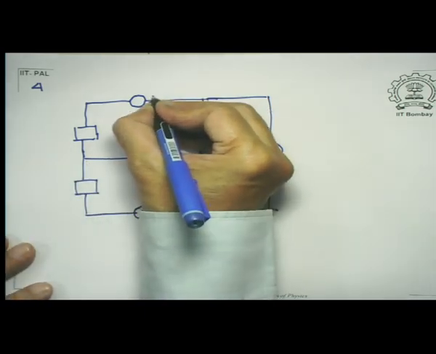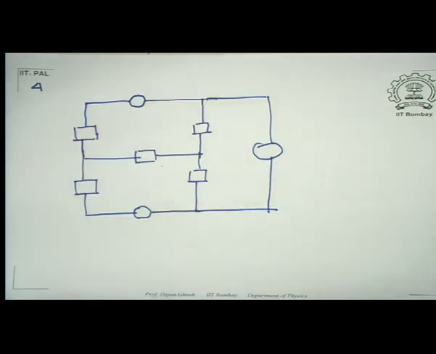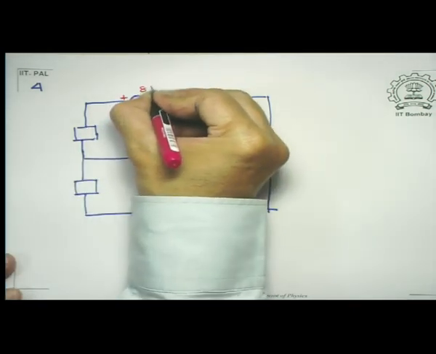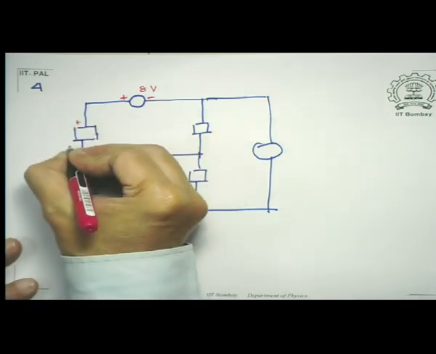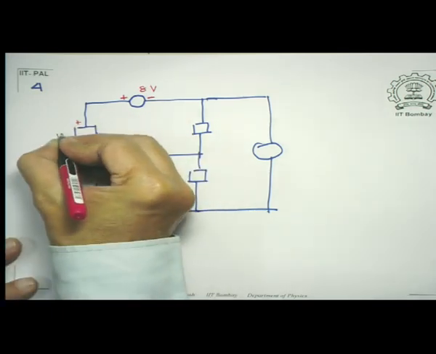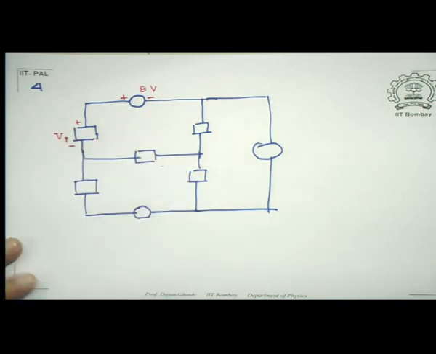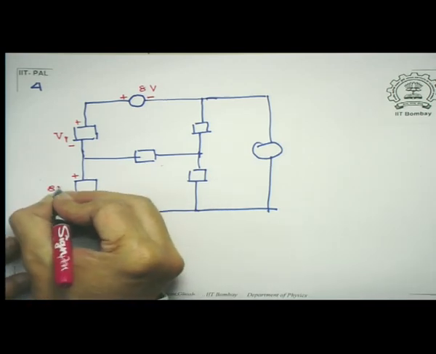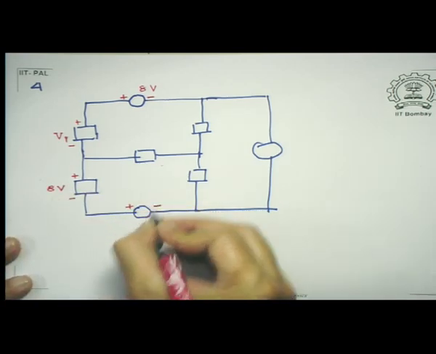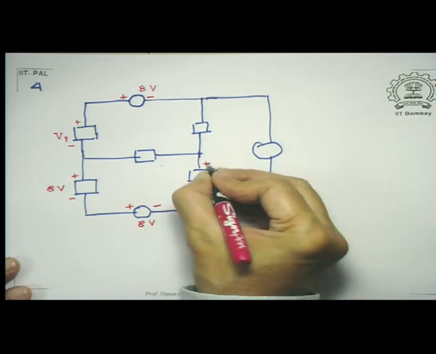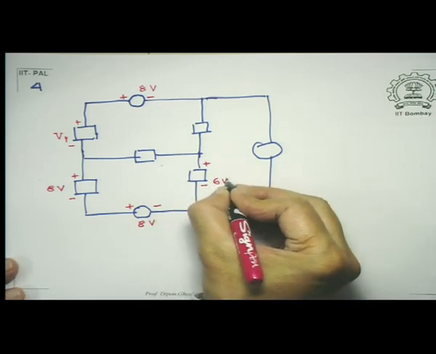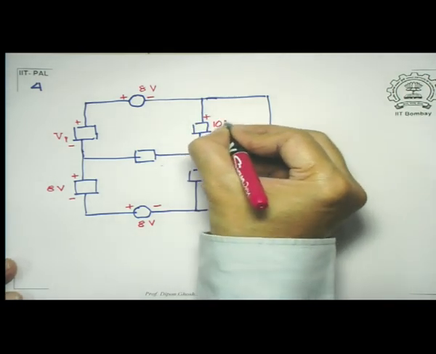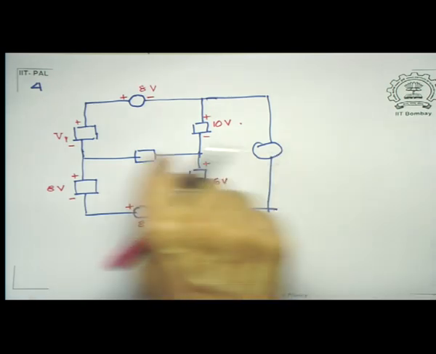So I'll put some a priori signs there. Supposing I have this as minus, this as plus, and this is 8 volts. This is plus, this is minus. Let's call it some V1, let us say. This is plus, this is minus. This is 8 volts. This is plus, this is minus, this is again 8 volts. The numbers I have taken to simplify my calculation. And now I have not indicated what these are.